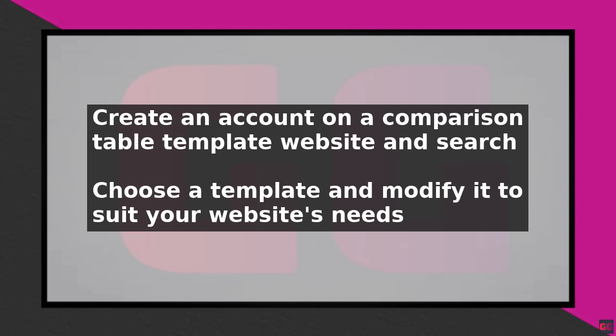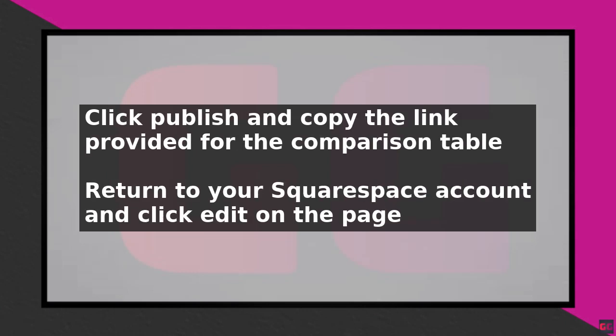Next, create an account on a website that offers comparison table templates, and search for comparison table in the app catalog. Choose a template, such as a pricing table, and modify it to suit your needs. The example provided is about cars, but you can change it to fit your website's purpose.